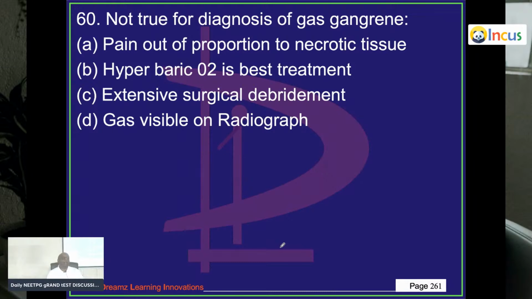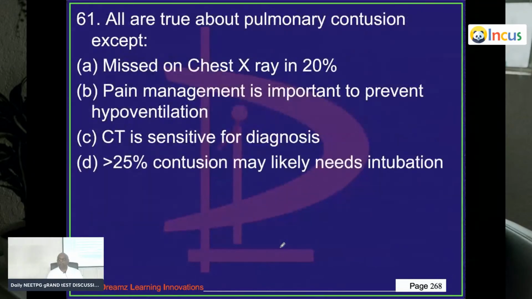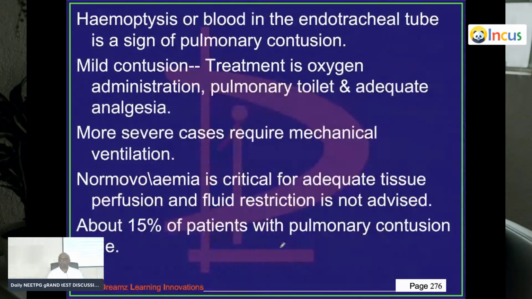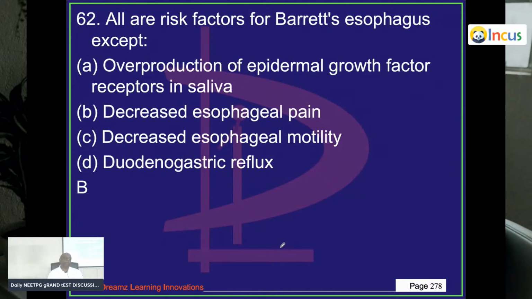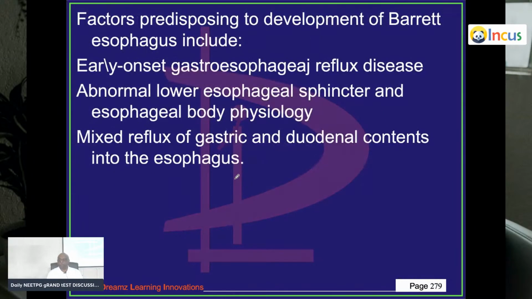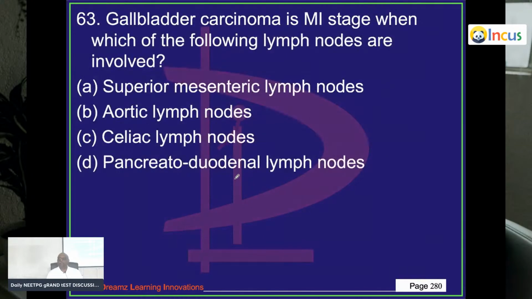What is not true for diagnosis of gas gangrene? Giving hyperbaric oxygen is a controversial treatment in gas gangrene. About pulmonary contusion, a lot of times contusions in the lung will recover on their own. They don't need intubation. That's a point of interest here. Barrett's esophagus, there is an overproduction of epidermal growth factor in saliva, decreased esophageal motility, and duodenogastric reflux. They're all responsible. Right? Then gallbladder carcinoma is M1 stage when which lymph node is involved? Aortic group of lymph node.